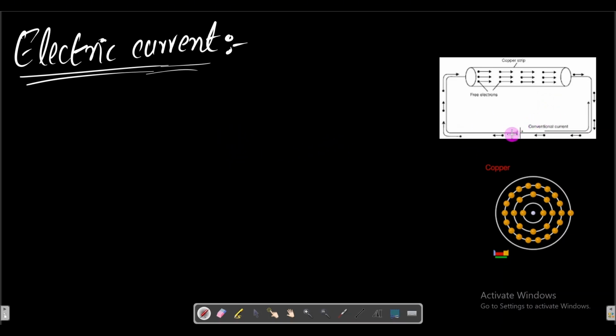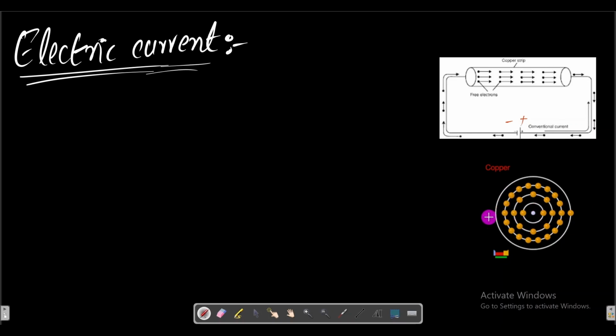Here we have a simple circuit which consists of a battery. The right side of the battery is the positive charge, and the left side of the battery is the negative charge. This battery is connected to a metal rod, labeled here as a copper strip. So this is actually a copper rod. And we know that inside the copper there are millions and billions of atoms, and let's consider one atom from them, which is this copper atom.